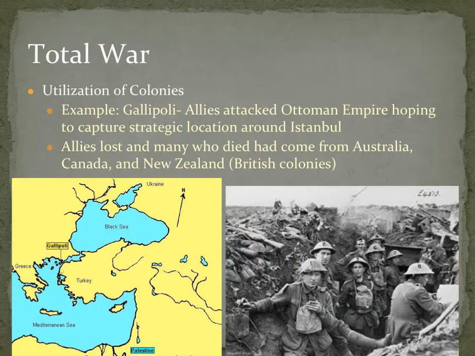Here's yet another example. So at the famous Battle of Gallipoli, the Allies attacked the Ottoman Empire, hoping to capture Istanbul, which we've talked about before was a very strategic location. The Allies lost, and a lot of the soldiers who fought on behalf of especially the British had come from their overseas colonies, places like Australia, Canada, and New Zealand. So the idea here is that with total war, Europeans are interested in using their colonial people as soldiers in the war and also taking resources from their colonies to help them in their war efforts.